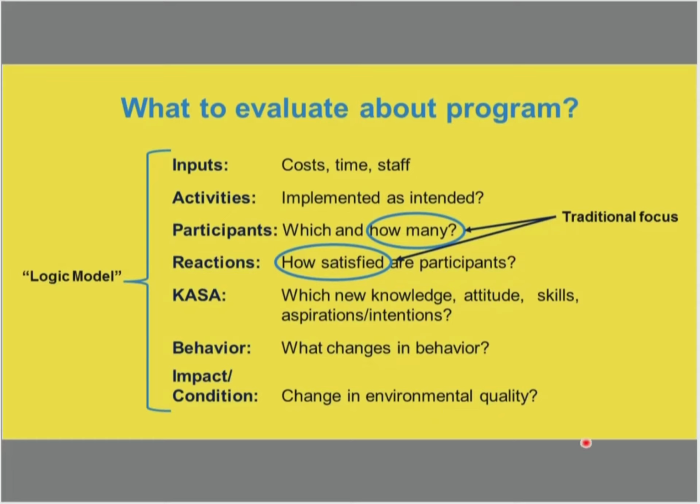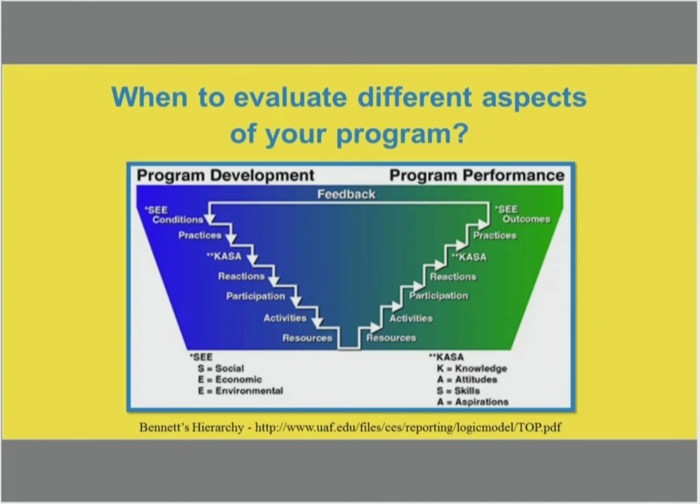So then the next question is, when should you evaluate these different aspects of your program? Now that we've just talked about what you should consider evaluating, the next question is, when do you evaluate these different aspects? There is something called Bennett's hierarchy, which is what you're looking at, and it can be really helpful in thinking through that. So let's look at this graphic. The right side of the graphic is the evaluation side, the program performance side.